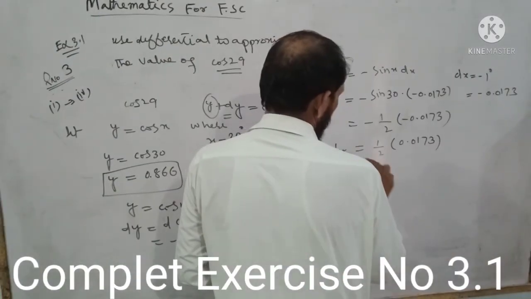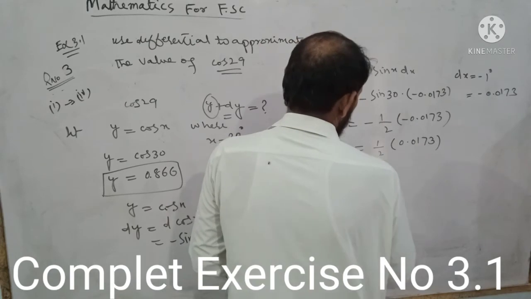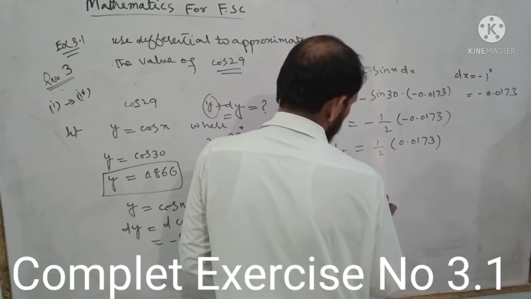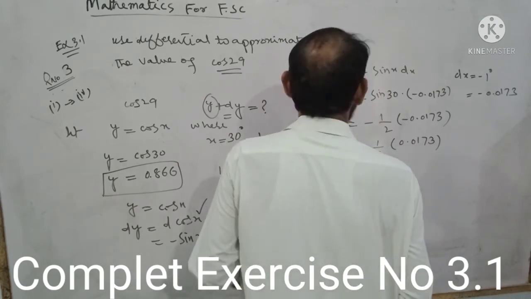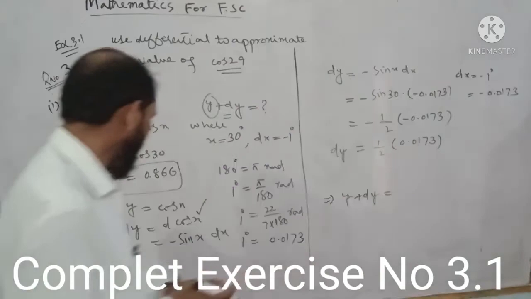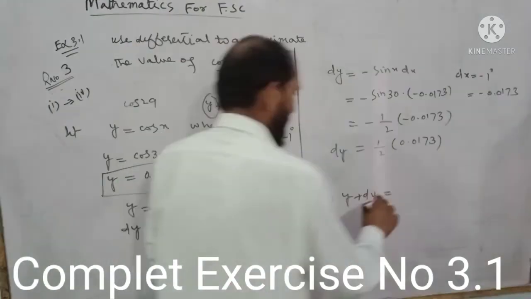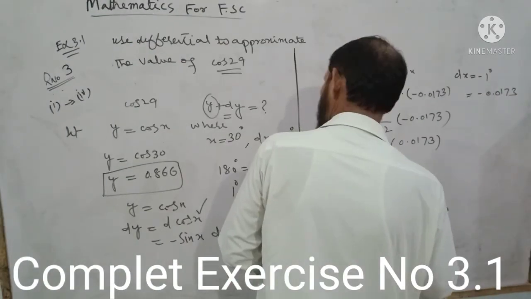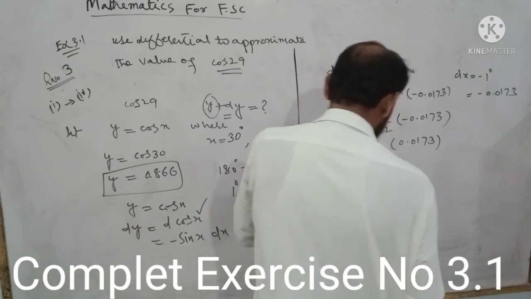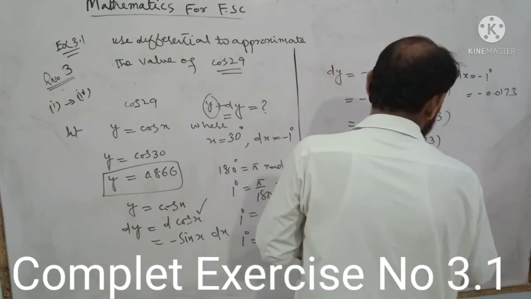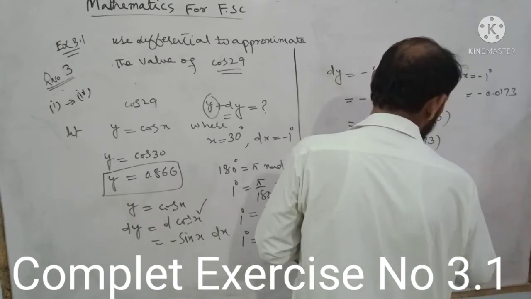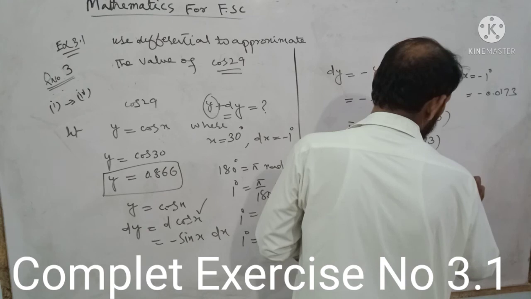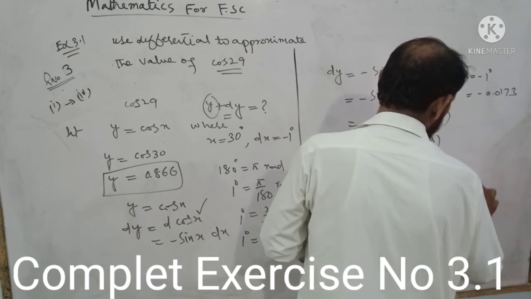So dy, we can write as the final result, dy, the value of y is equal to 0.0866, which is 0.173 over 2. Okay, we can divide as 0.0086.